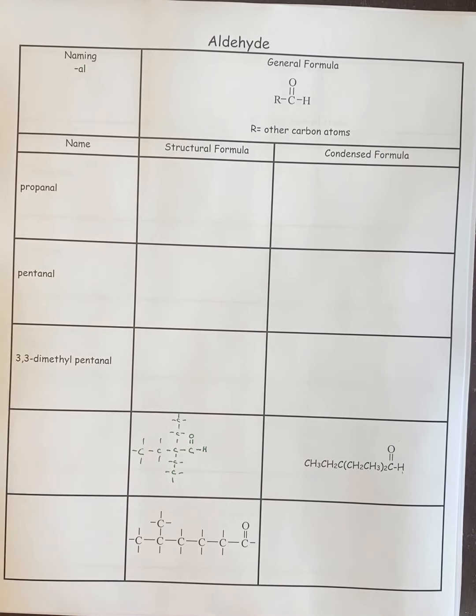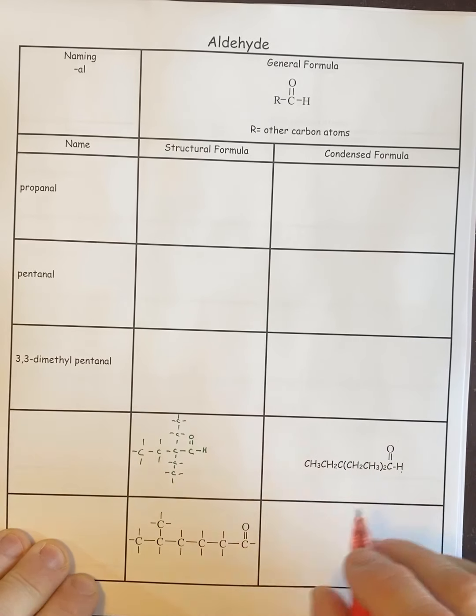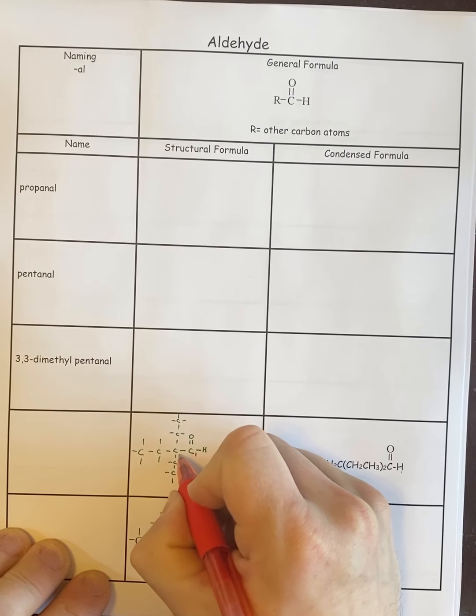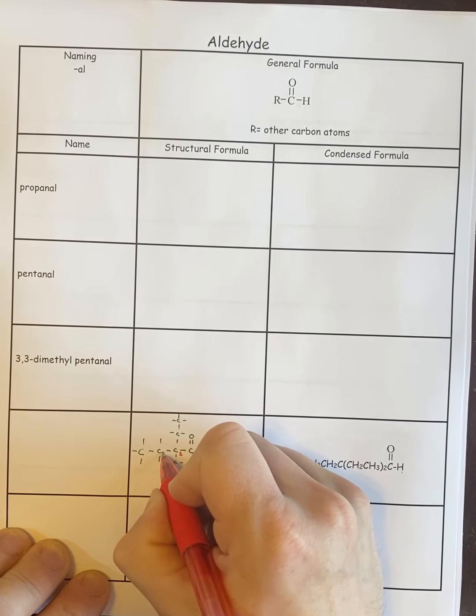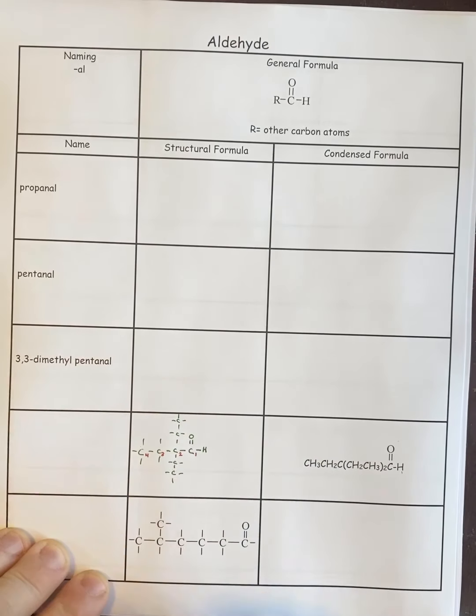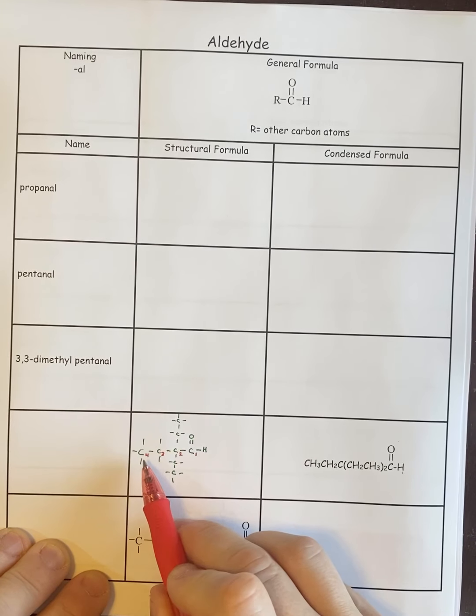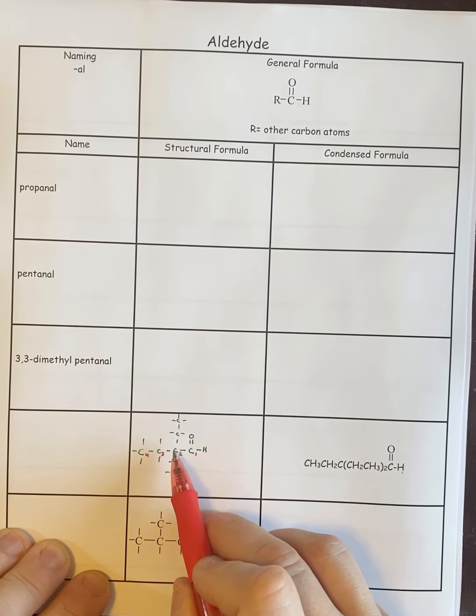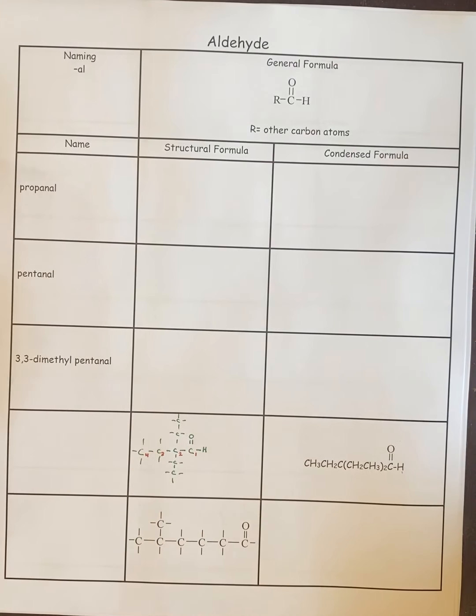Now I'm going to number it. Normally you wouldn't number an aldehyde, and the reason being is because the aldehyde is always at the end. But now that we have branches, we have to number it, because now in the name I'm going to need to say where these two ethyl branches are. So first we name the aldehyde.